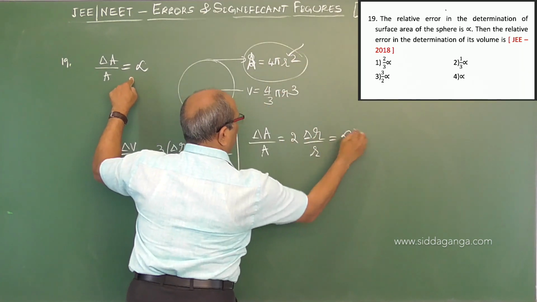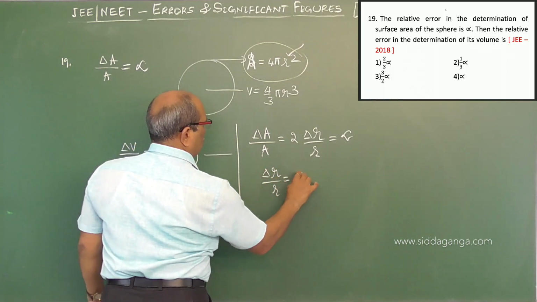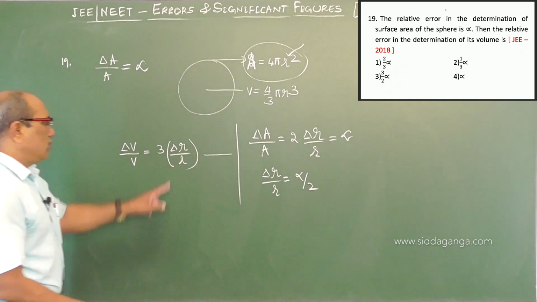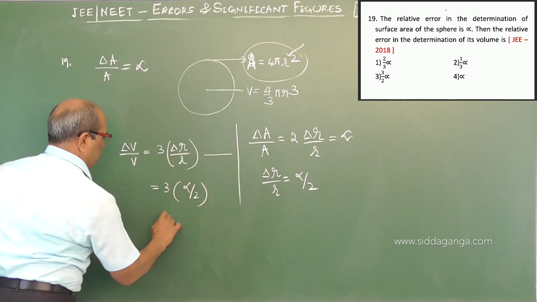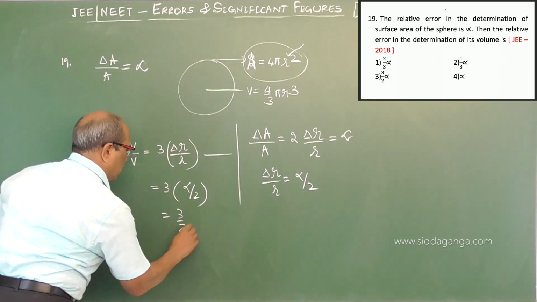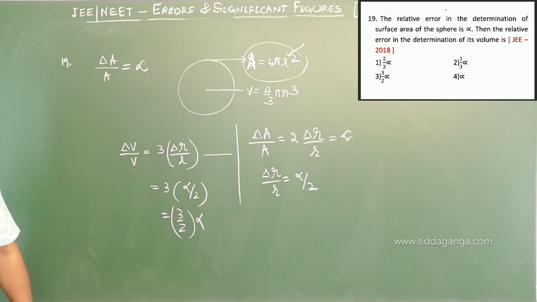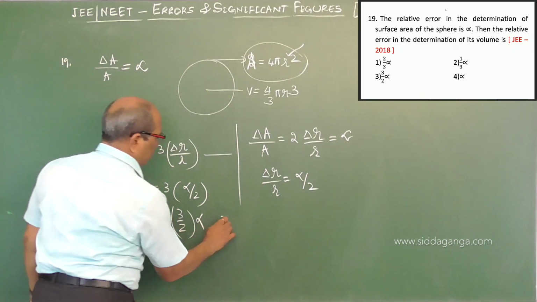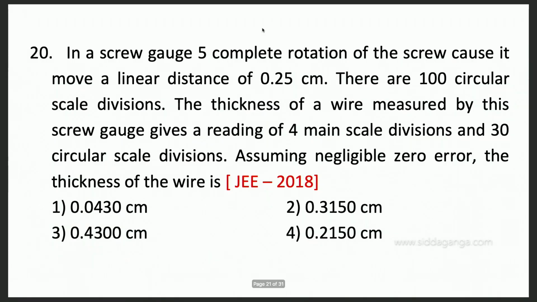So this is equal to alpha, or delta R by R is equal to alpha by 2. You can substitute here 3 into alpha by 2. Therefore, the relative error in measuring the volume will be equal to 3 by 2 alpha. Hence, the option is the third one. Option number 3. Coming to the next.